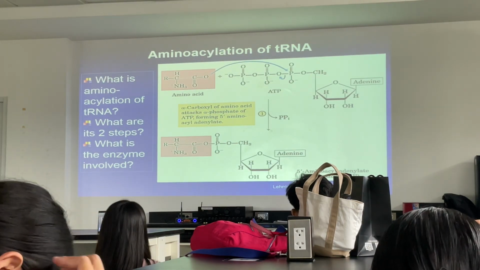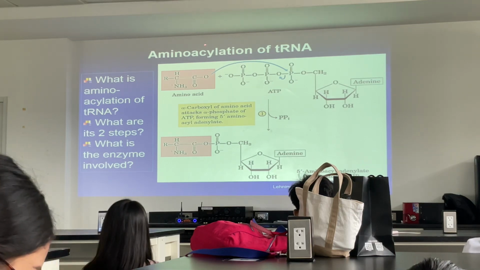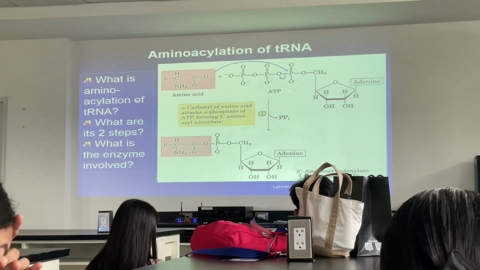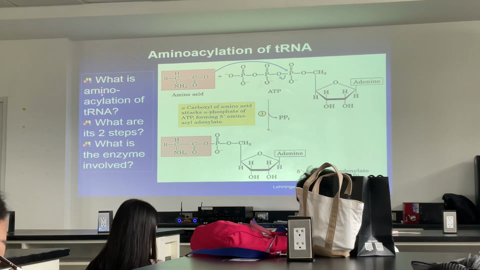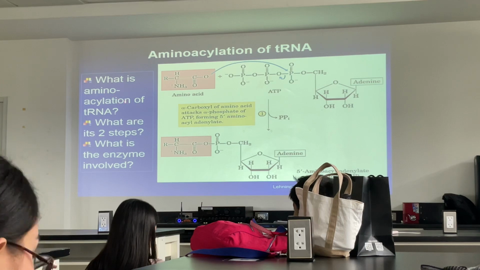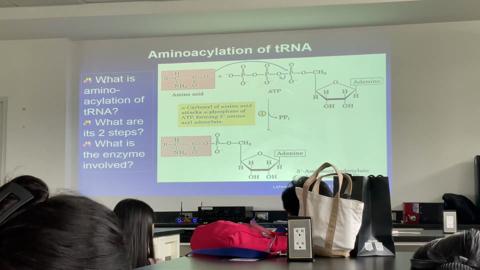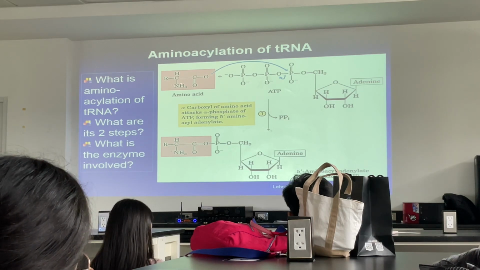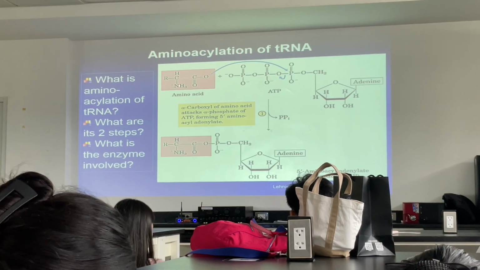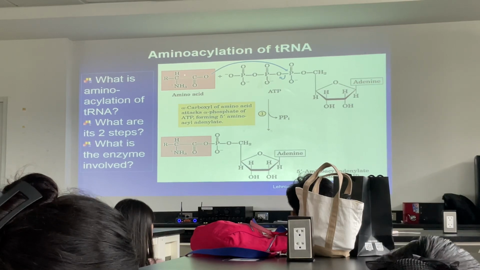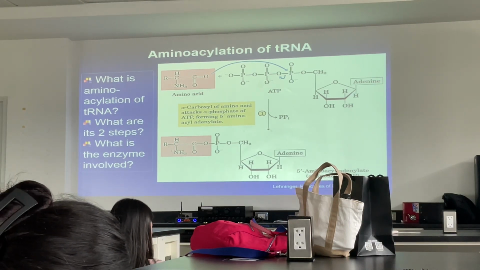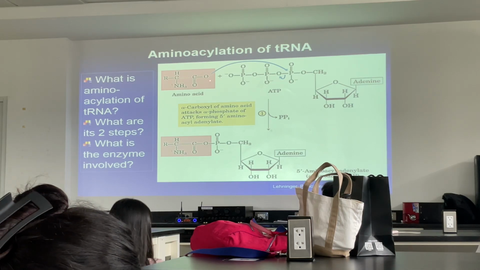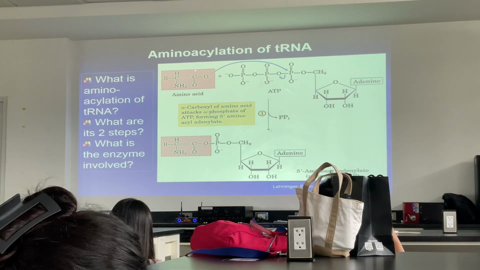Before we start with the first step, let's first talk about aminoacylation of tRNA. So what is aminoacylation of tRNA? There are 2 steps in this aminoacylation of tRNA. What is the first step? The first step is the activation of the amino acid, specifically the carboxyl portion of the amino acid.